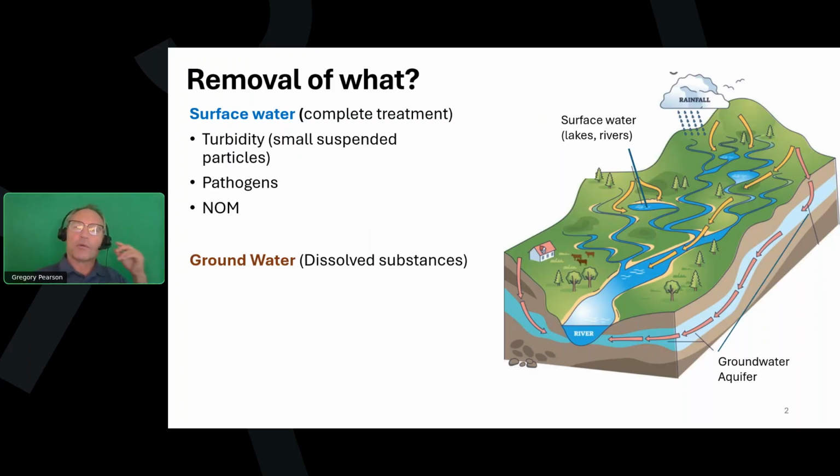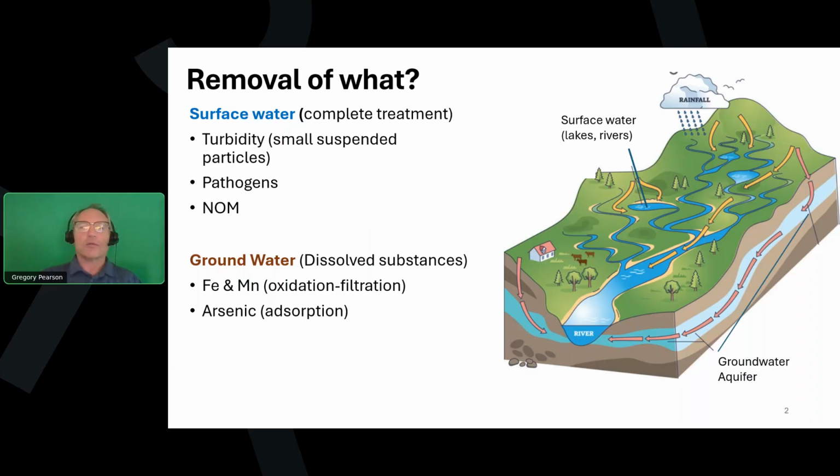In groundwater, we're typically trying to remove dissolved substances. Groundwater exists in aquifers in contact with rocks and soils, and they tend to dissolve different types of minerals. For example, iron and manganese can be a nuisance in groundwater systems, leading to taste and color in the water. And a lot of times we'll use oxidation filtration to treat that.